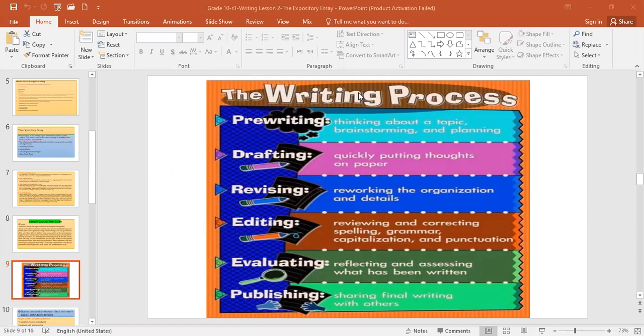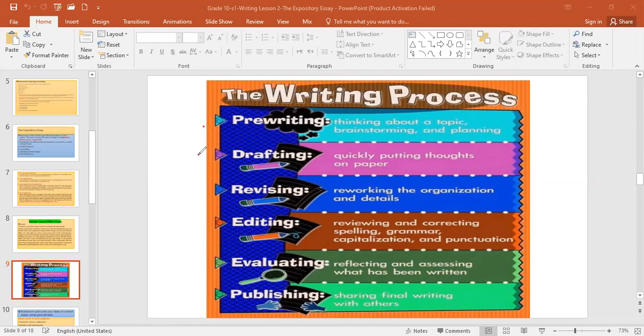Brainstorm ideas. Yes. Pre-writing means brainstorming here in the mind. I have my ideas. What do I do with them? I quickly put them on a piece of paper in quick pieces. Okay, that's pre-writing. Would you please read what pre-writing is? Thinking about the topic, brainstorming, and planning. Okay, you're planning it in your head.